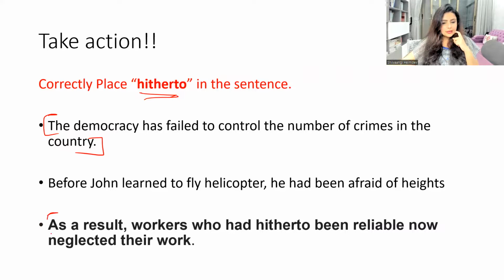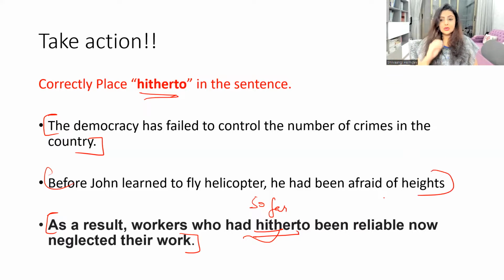The last one, I have already given you the answer, so I've given you a clue. Workers who had hitherto been reliable now neglected their work. Who had so far been reliable now neglected their work. This is a clue. Based on this, you have these two sentences wherein you are expected to correctly place "hitherto" in the sentence.